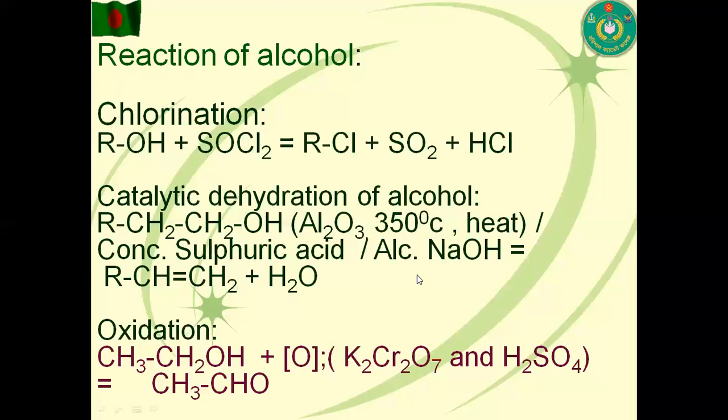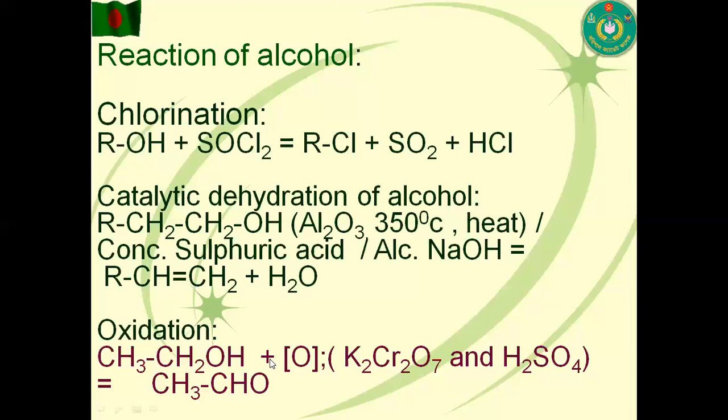If it is alcoholic sodium hydroxide, the product is the same, alkene. If it is ethanol, we form ethene. If it is propanol, we form propene. If it is butanol, we form butene.